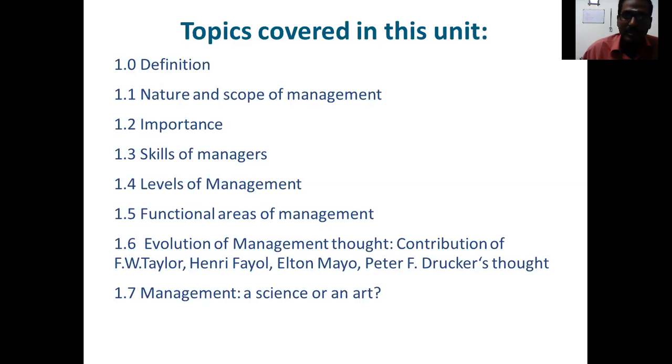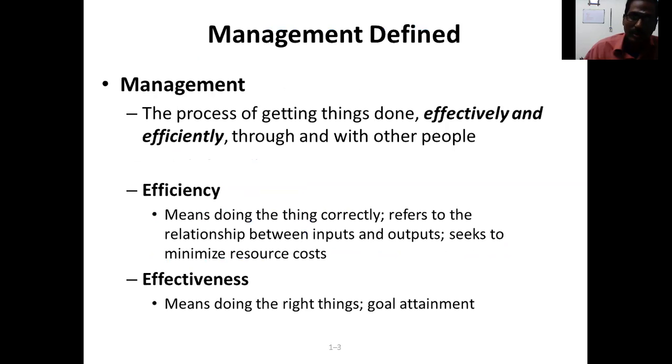For today's class, we will see the definition of management and nature and scope of management. Now we go to the topic today. Management defined: as you know, management is a process of getting things done effectively and efficiently through and with other people. So management is something where a manager or a supervisor gets things done, the things to be done in an organization, effectively and efficiently through and with other people.